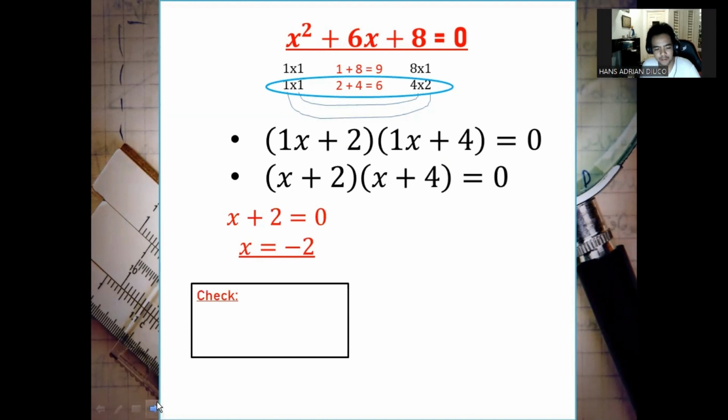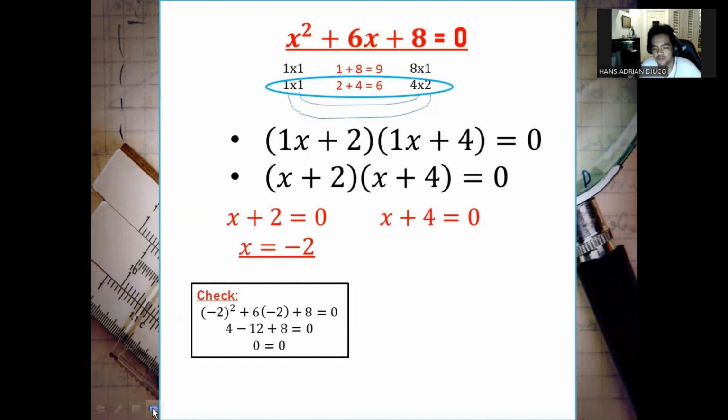Oh, wait. After all, we're going to check if the value is correct. So how is it going to work if there's -2? We'll find out, won't we? So -2 squared plus 6 times -2 plus 8 equals 0. Does it hold up? 4 minus 12 plus 8 equals 0. It is 0. So it's correct.